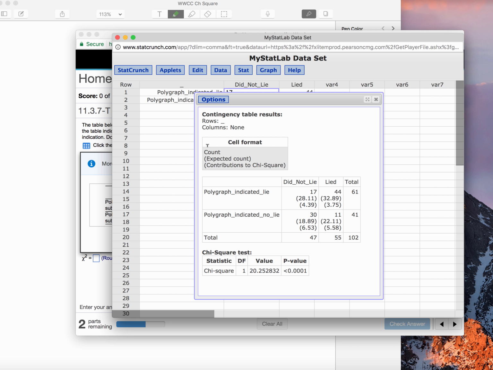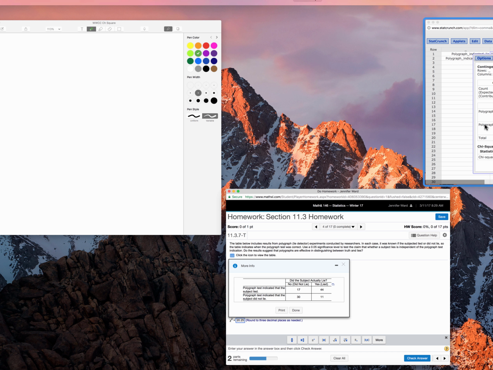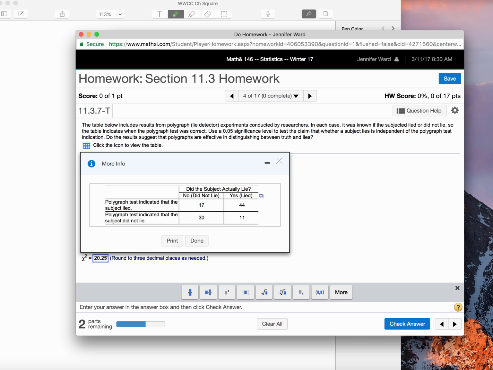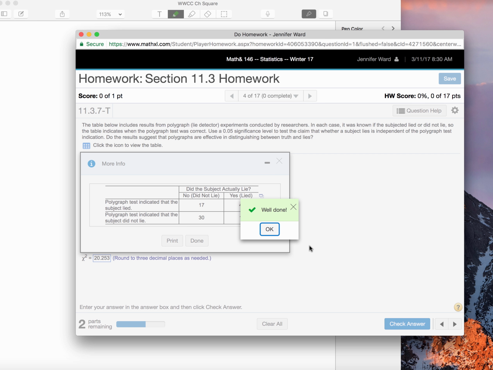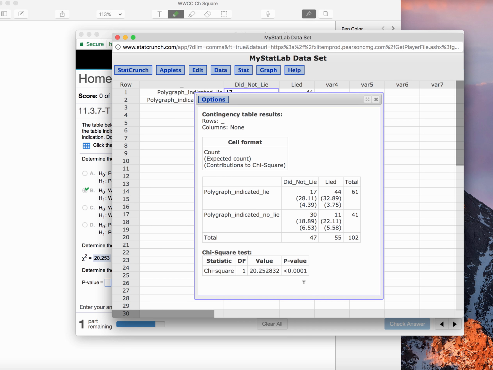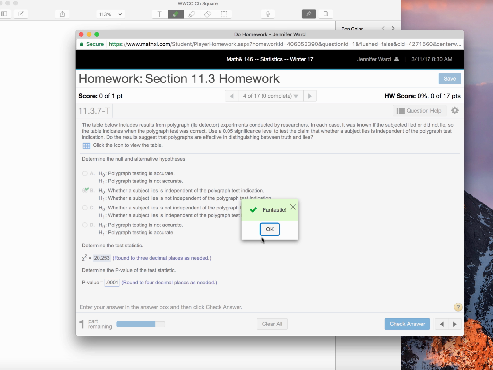All right, so 20.25 is our test statistic. Let's go and type this in. 20.25. Let's actually check those decimals. 253. All right, we're good. And the p-value says round to 4 decimal places. Let's see, it's less than 0.0001. Let's see how it likes that. It likes that.